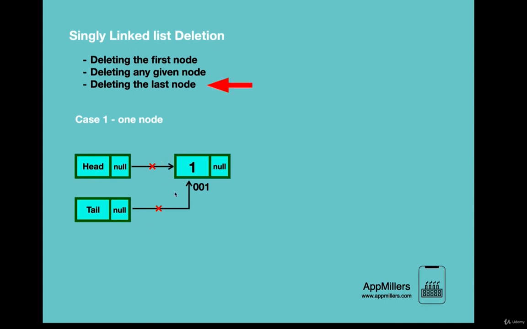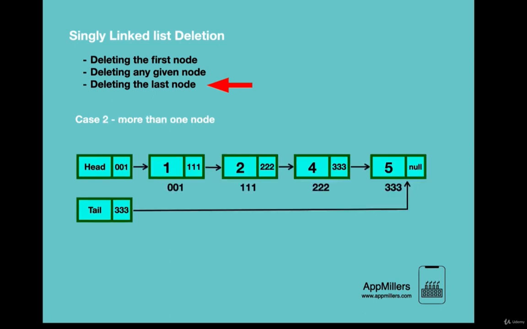So when we don't have any connection to the given node, the garbage collector will destroy this node from the memory. And the second case is deleting the last node from linked list where there are more than one nodes in single linked list.